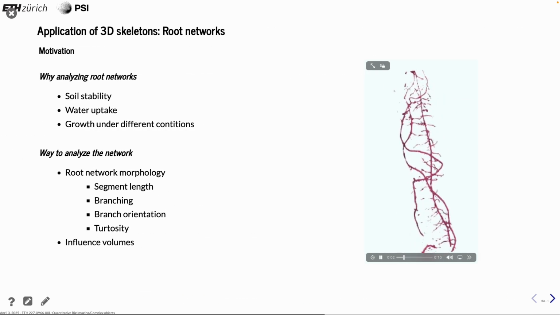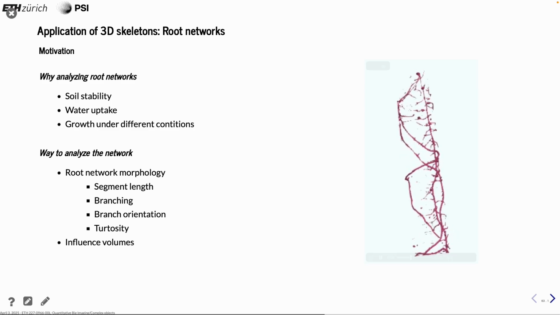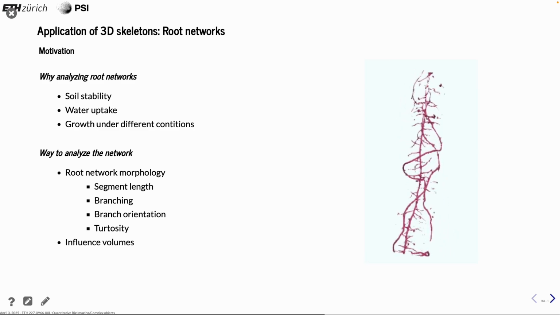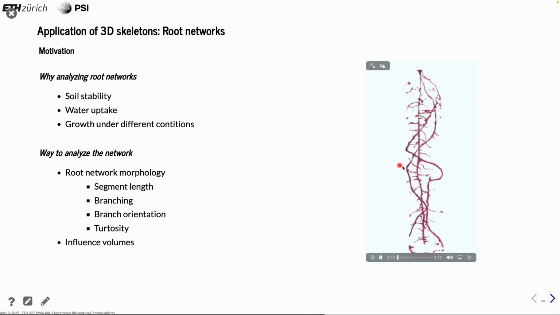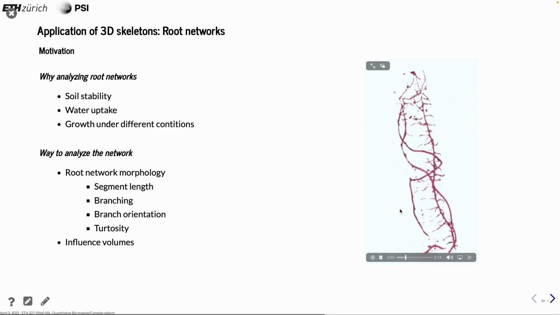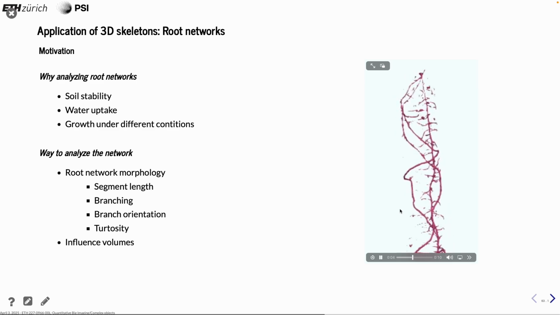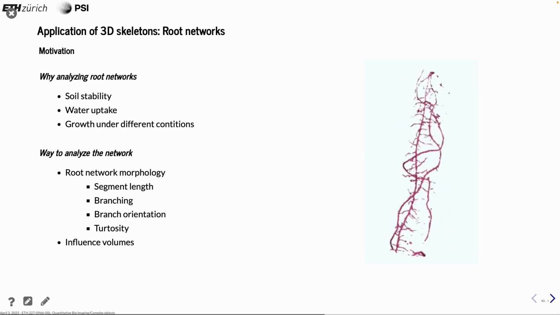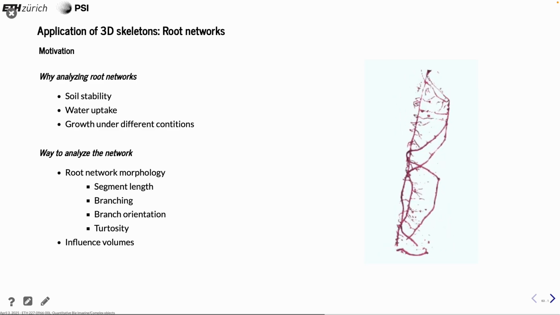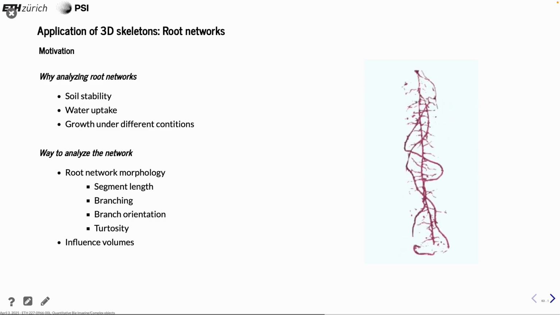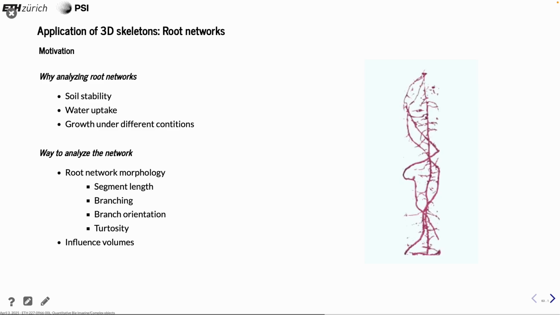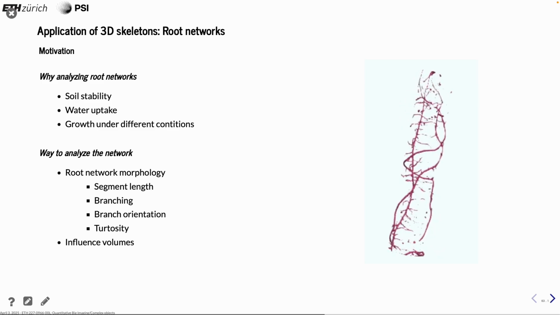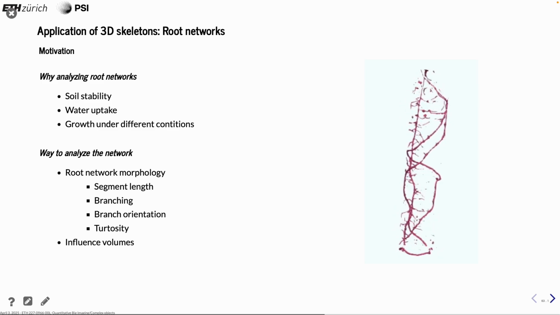And here I have an application. It's a root network that we analyzed, first segmented, and then we want to see how the structure is. And the important thing for that is, one is soil stability. So if you have a plant which has a very thin straight root network or a wide one, it has different impacts on the soil stability in nature.